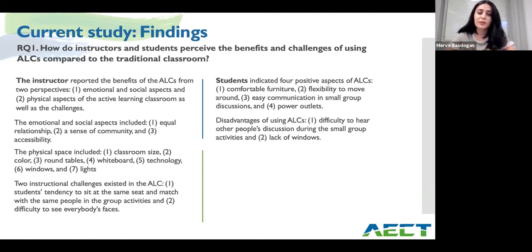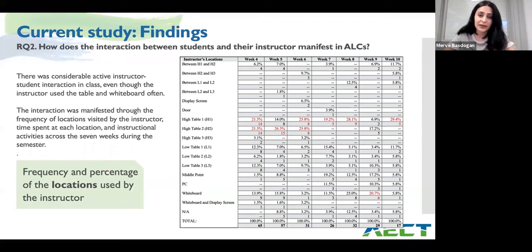Also, the instructor reported some challenges, such as students' tendency to sit in the same spots and also match with the same people in the group activities. Also, difficulty seeing everybody's faces was among the challenges. As for the students, they also reported some positive perceptions regarding the furniture, flexibility, communication, and power outlets. Also, they mentioned difficulty hearing other people and lack of windows as the challenges in the active learning classrooms. In the next slide, we will see the findings of the video data.